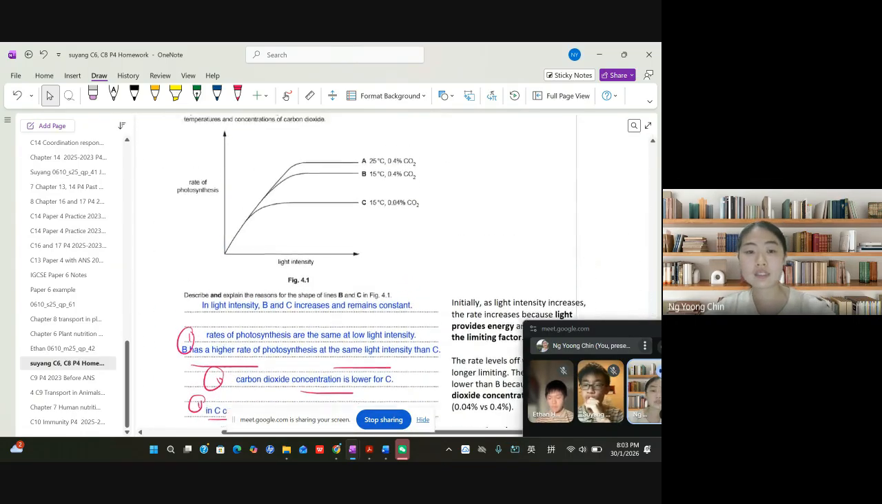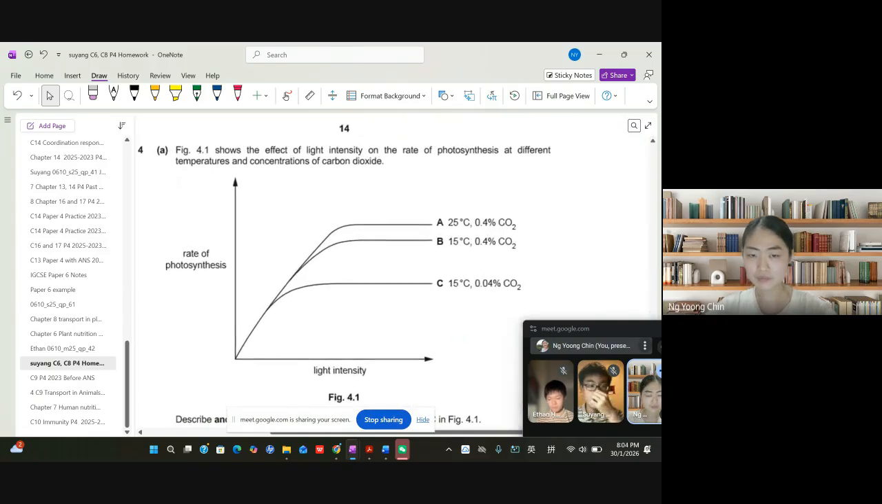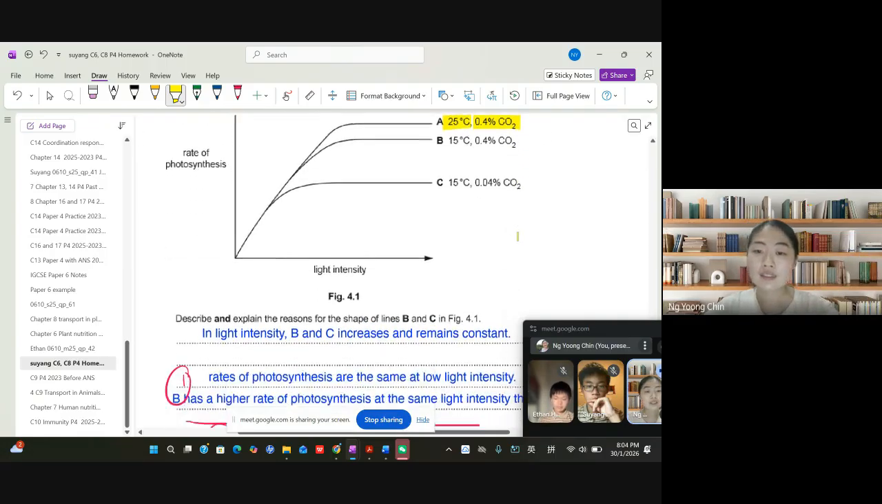And then for this one, okay, this is showing what? This is showing your light intensity, okay? Based on the conditions provided, you can say A, B, C, and A has the highest rate of photosynthesis. It's because they have a higher temperature, which is 25 degrees Celsius, and they also have a higher concentration of carbon dioxide, 0.4%, okay? So that's why A will be higher.